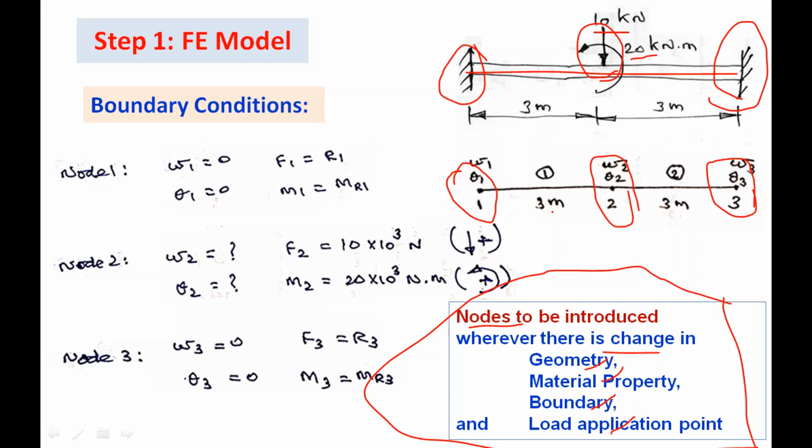We have to define the boundary conditions for this finite element model. At node 1, since it is a fixed supported end, displacement is 0, W1 is 0, and slope theta 1 is 0.